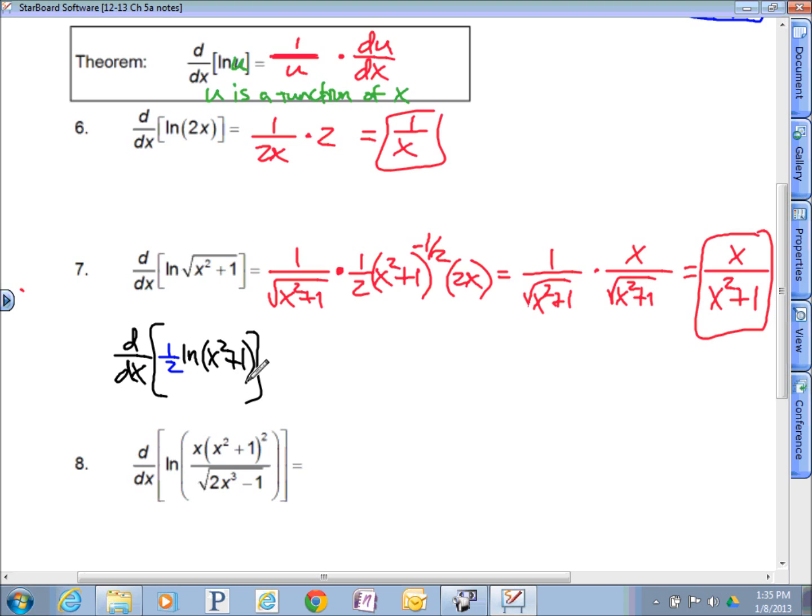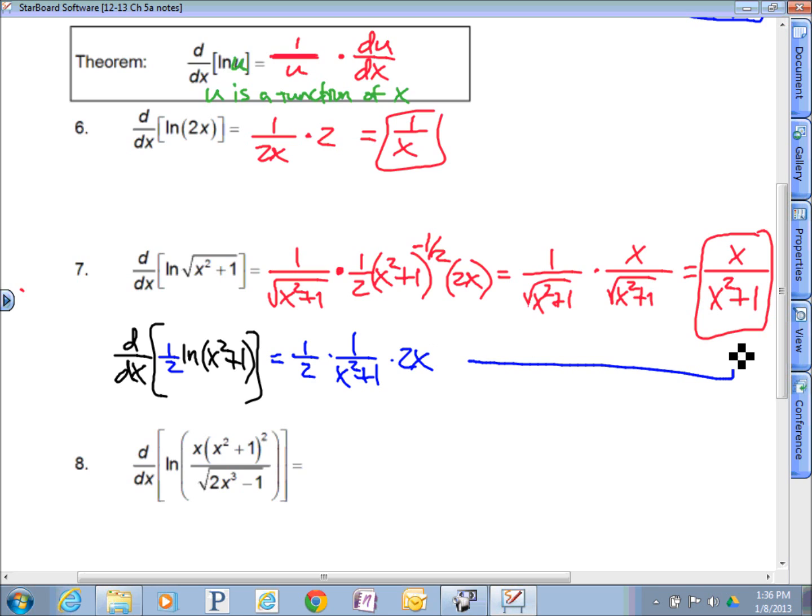So if I did that, let's call this the blue way to do this problem. Well, let's see that derivative. Well, 1/2 is a constant. It's along for the ride. Derivative of natural log is 1 over x squared plus 1 times the derivative of that x squared plus 1, which is a 2x.